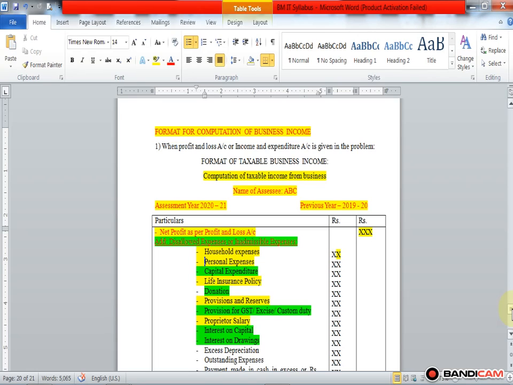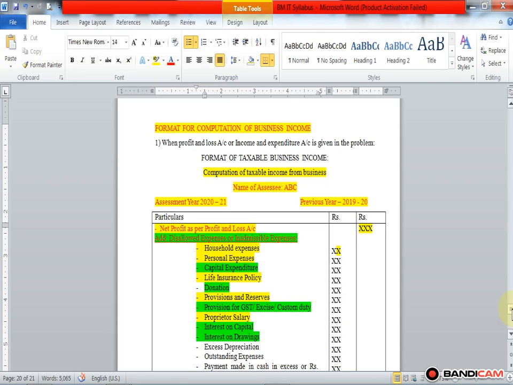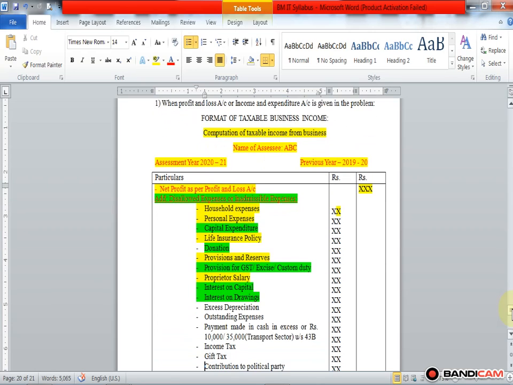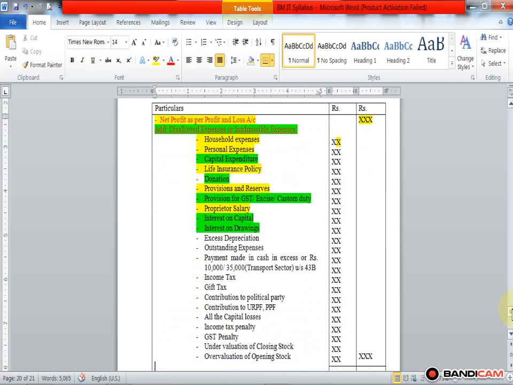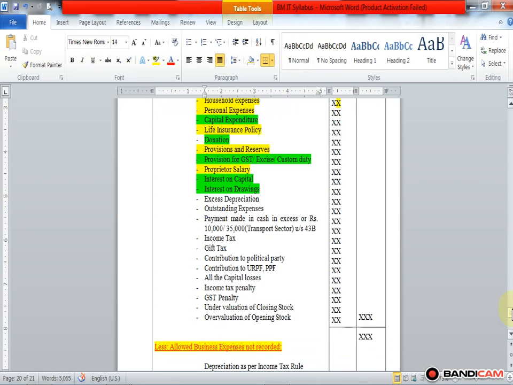त्यानंतर प्रोप्रायटरची सॅलरी तुमची डिसअलाउड राहील, इंटरेस्ट ऑन कॅपिटल असेल, इंटरेस्ट ऑन ड्रॉइंग असेल, हे सर्व खर्च तुमचे डिसअलाउड राहतील, हे त्यामध्ये तुम्हाला सांगितलेलं आहे. त्यानंतर काही सेक्शन्स दिलेले आहेत 43B नुसार.